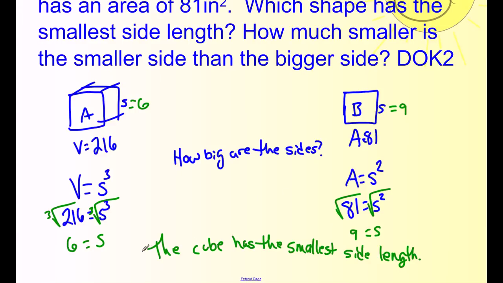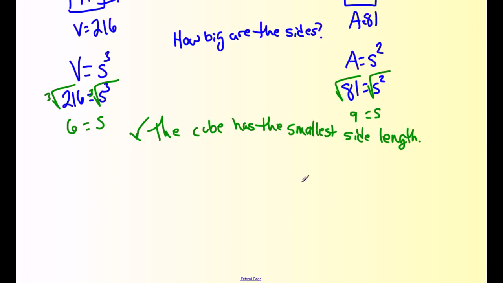Okay, answer number 1, check. Number 2, how much smaller is the smaller side than the bigger side? So we're looking for a difference from one to the other. Well, if you're ever finding a difference, or how much smaller, how much bigger, the change, it's a subtraction. So how much smaller is it? Well, one's 9, the other is 6, the difference is 3. This one is 3 inches smaller than that one.